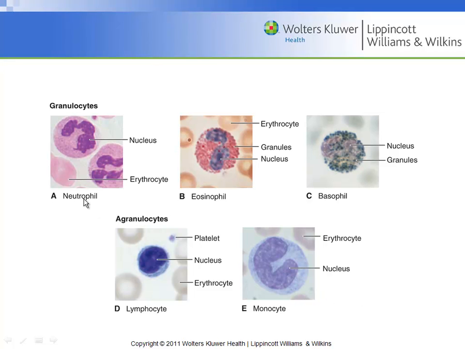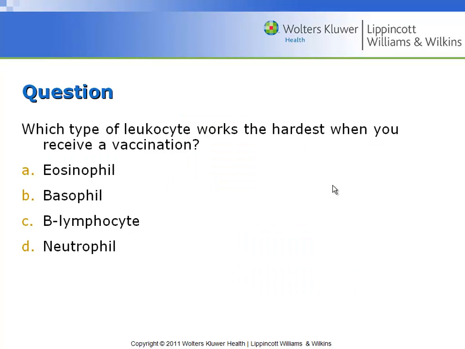There's a mnemonic: never let monkeys eat eosinophil, bananas, that has your white blood cells from most common neutrophil to least common basophil. It's a good way of remembering them.